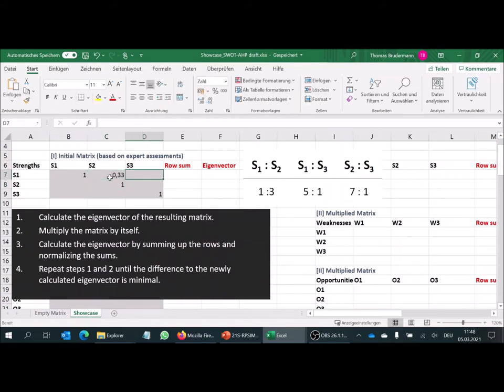By the way, I'm using here the German language Excel version, so some of the formulas might be different in your version. Then S1 to S3 is 5 to 1, so I just write 5. And then we have S2 to S3, which is 7 to 1, so I just write 7. Then we need to have the inverse values to have a symmetrical matrix, so I here write 1 over this one, and here we have 1 over this one, and finally this one.